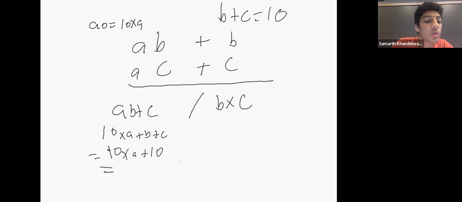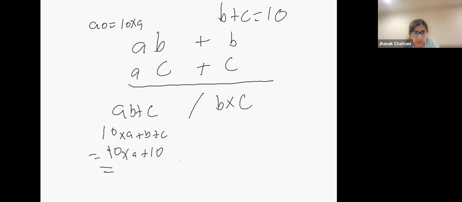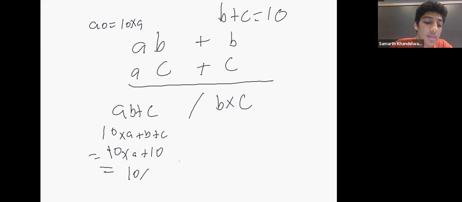And so, what does that mean for this formula? What is this formula going to equal? 10 times A plus 1. So on the left-hand side, we're going to have 10 times A plus 1. And on the right-hand side, we're going to have B times C.